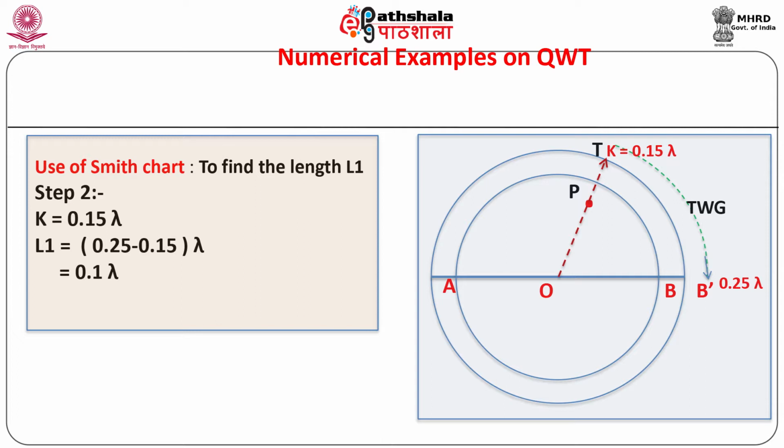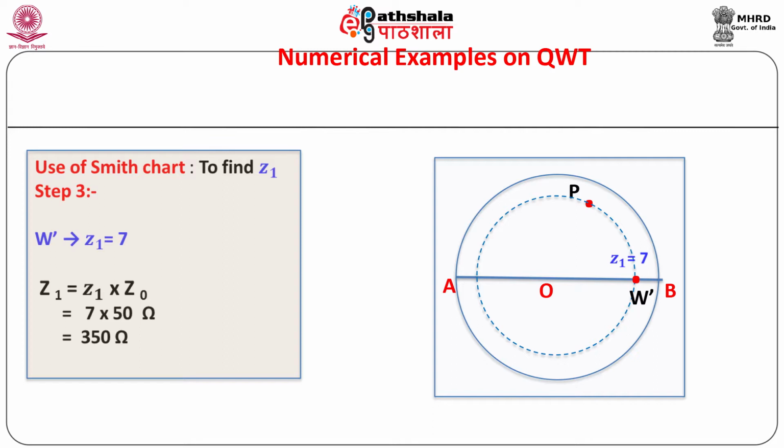From point T, move on the distance scale to reach the point B of the Smith chart in the direction towards the generator. The total radial distance traversed in this way from T to reach B gives the value of required length L1. Note that L1 and L2 are to be calculated by using the formulae as shown. In the problem under consideration, we have K is equal to 0.15, hence L1 is equal to 0.1 lambda.